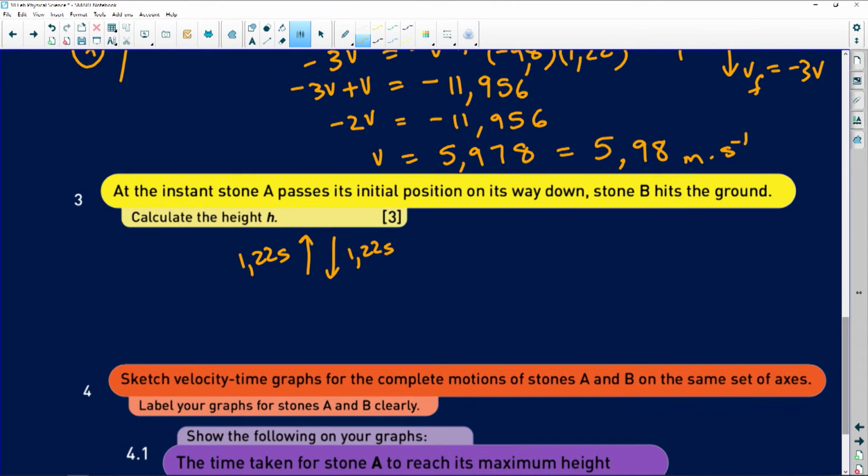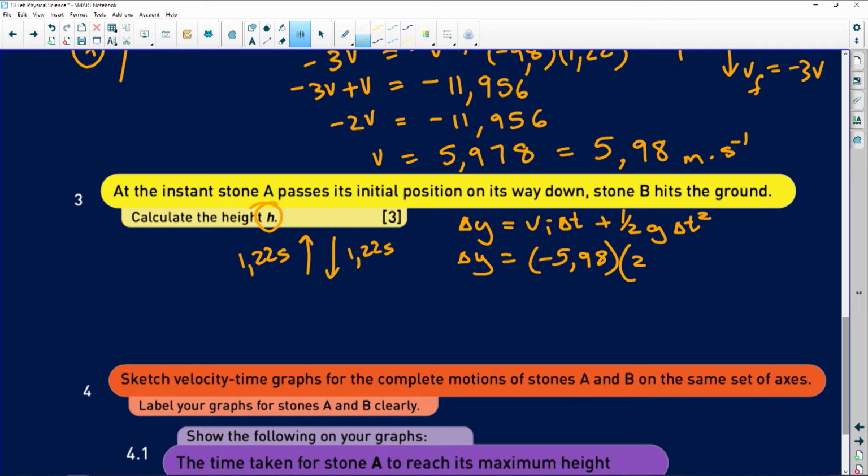All right, so let us have a look at how we can do this. They're wanting us to calculate h. So we're going to use our equation of motion. We've got time, so we're going to go delta y equals v_i delta t plus a half g delta t squared. We're wanting delta y. Now the initial velocity is what we've just calculated. Remember, stone B was thrown down, so it's minus 5,98 multiplied by the total time now in the air.